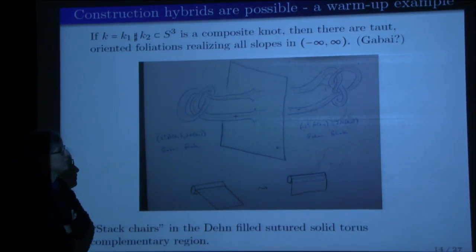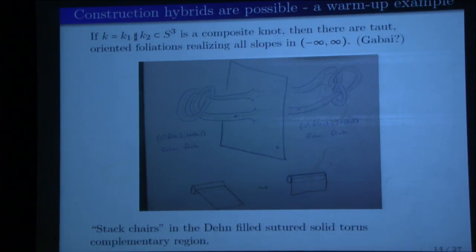As long as we're not doing a surgery, as long as we're not thinking about realizing slope 1 over 0, we can think, well, we're inserting a disk. We're doing a Dehn filling of slope p over q. That disk is going to intersect the sutures of the sutured solid torus some even number of times greater than or equal to 2. And then we just have the standard stacked chair construction, which I guess dates back to Thurston or maybe even before.